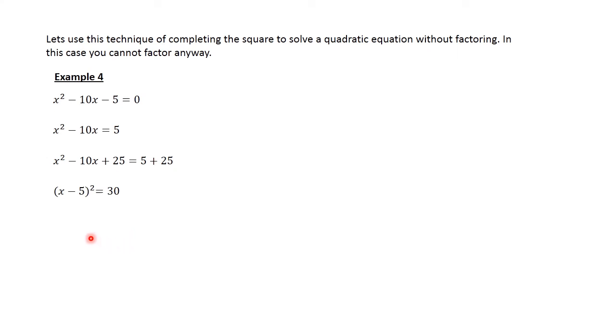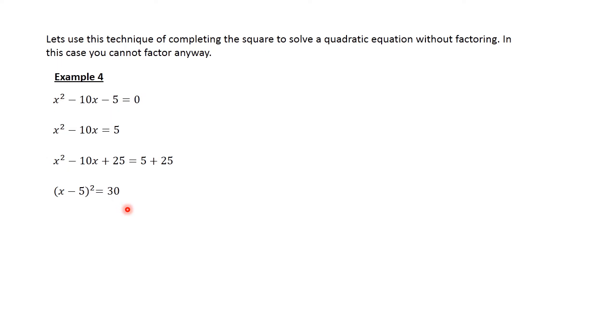Then we're going to make these three things into a perfect square. So that, of course, is x minus 5, half of the 10, x minus 5 squared. On the other side, we get 30. 25 plus 5 is 30. So x minus 5 squared is equal to 30.